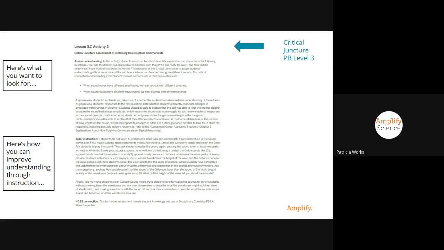Again, you can see examples of what you're looking for in student answers under the Possible Responses tab on Lesson 3.7, Activity 2. To tailor instruction, it suggests returning to the sim and taking students through a series of activities and questions to further develop understanding.